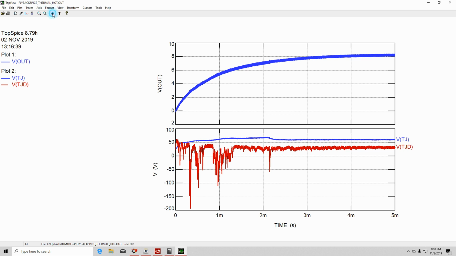The temperature prior was about 30 degrees. Now the junction temperature of the primary is about 60 degrees. And of course the diode is about 32. But what you want to be concerned about is that the temperature in your primary MOSFET has gone up. Okay, so why is that?